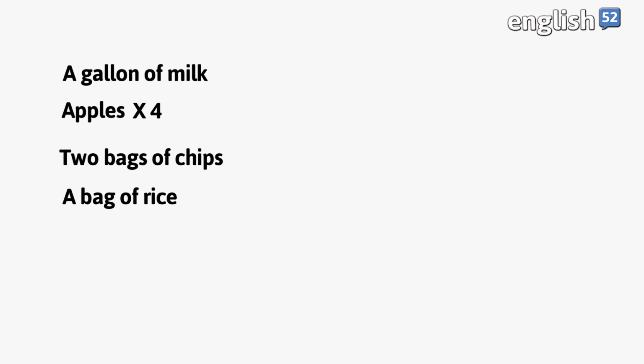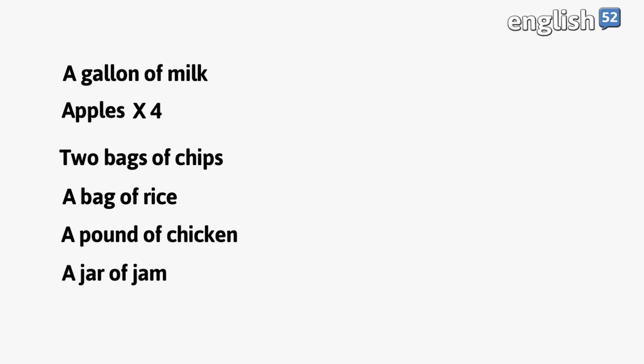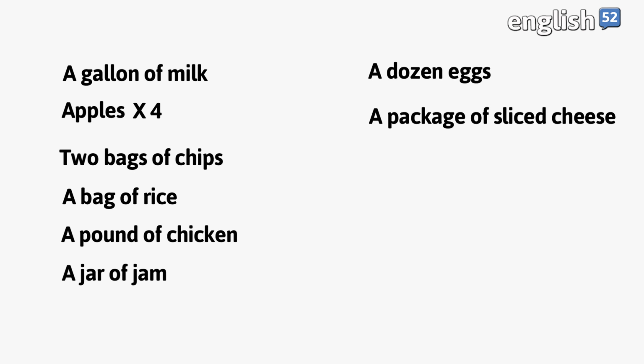Okay, so let's take a look at my list. Okay, we need a gallon of milk. We need some apples. I think 4 is okay. 2 bags of chips. A bag of rice. We also need to buy a pound of chicken. A jar of jam. A dozen eggs. A package of sliced cheese.